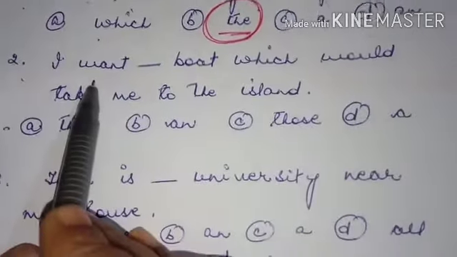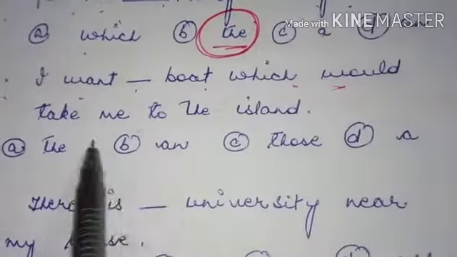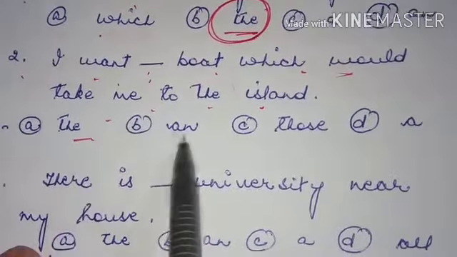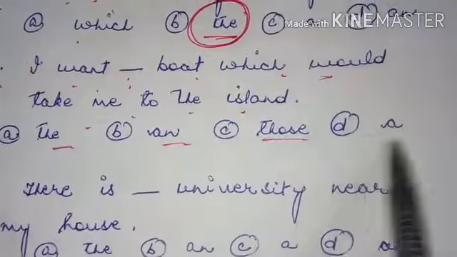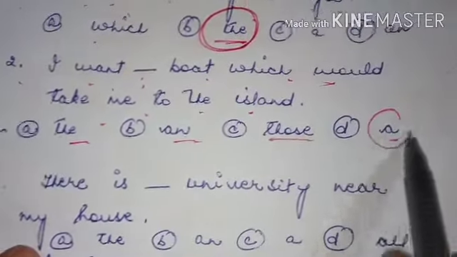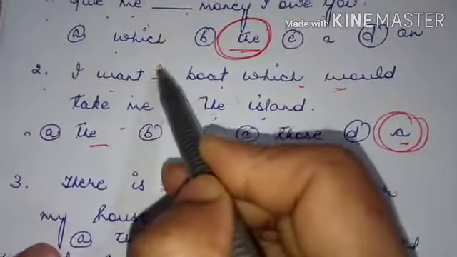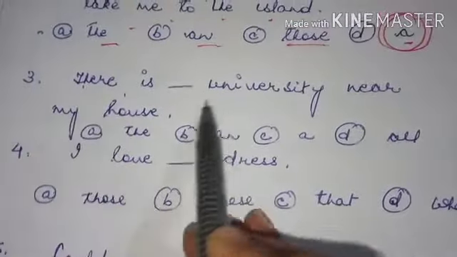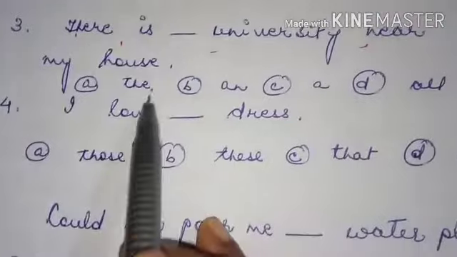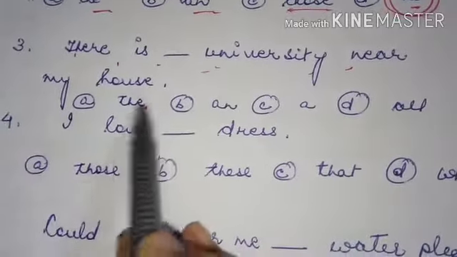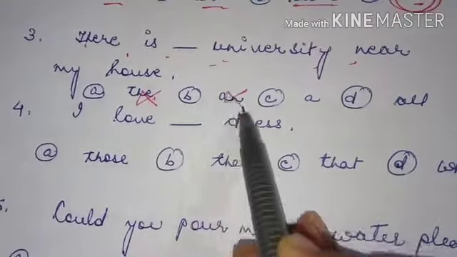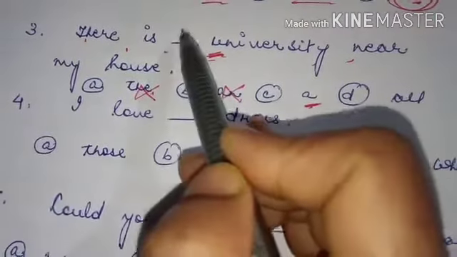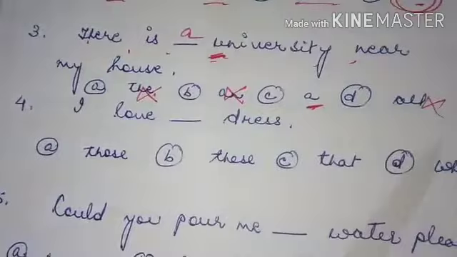Number 2, I want dash boat which would take me to the island. I want the boat, an boat, those, or a. So we all know it should be a boat. So the right answer is a boat. Number 3, there is dash university near my house. There is the university. It is not going to be the right one, not an, because it is not a vowel sound, and it will be the right answer, obviously not all.